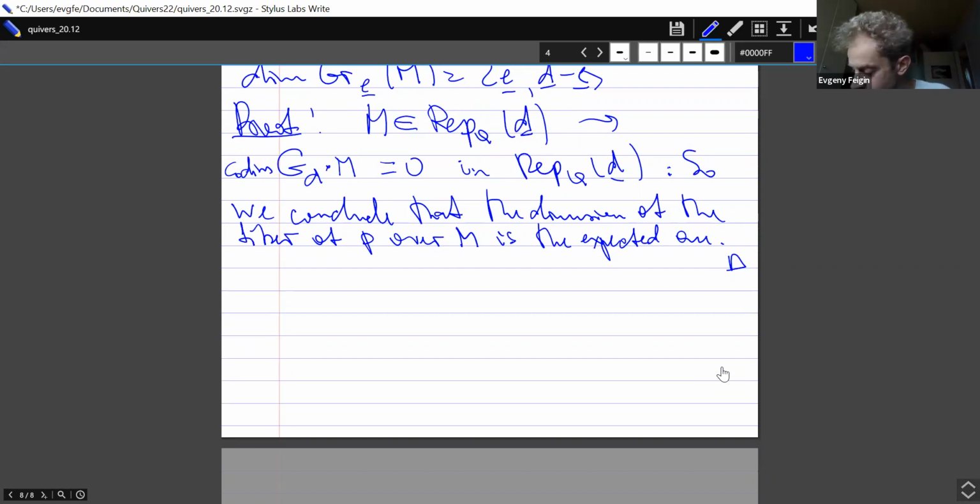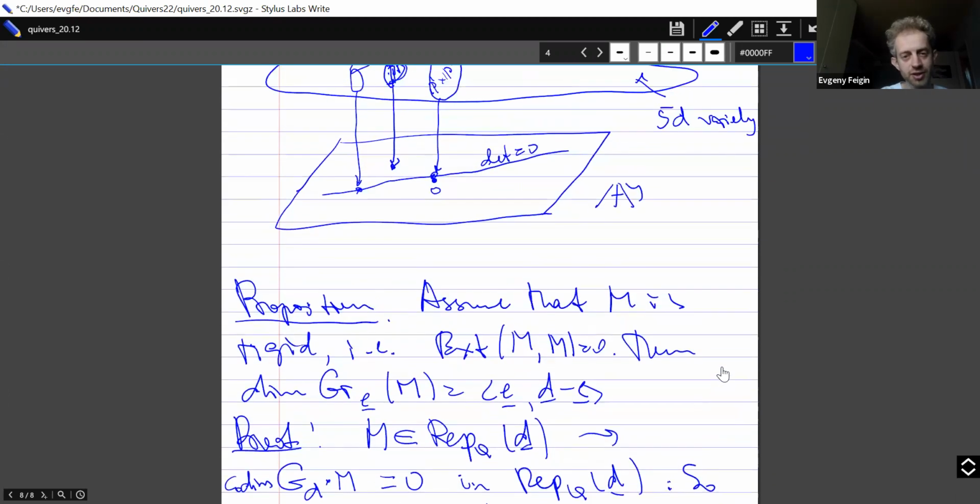So what else? Can I ask a question? Yeah. So is it trivial that if we consider a set of points in our representation space with the same dimension of the fiber over P, so that set is exactly the orbit? No, and actually, you see, we see this in this example.